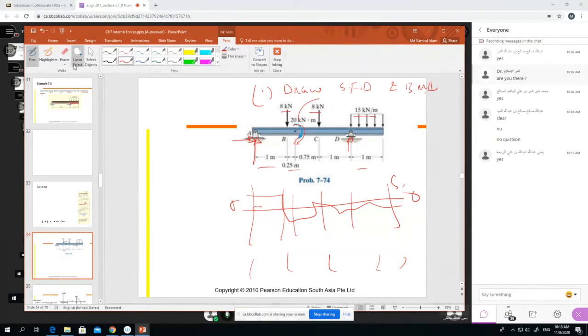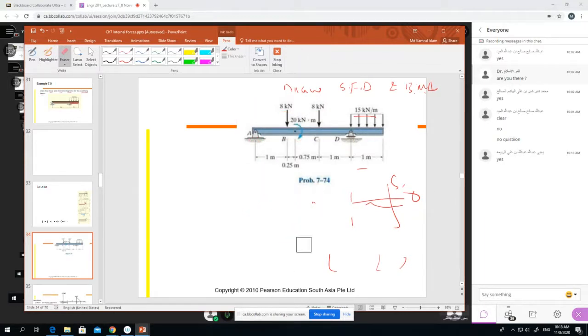If you want to use the 2 minutes we have, you can calculate the reaction forces. First is the reaction force. If your calculation of reaction force is wrong, then everything is wrong. We don't have time today, so I expect we will start next class.